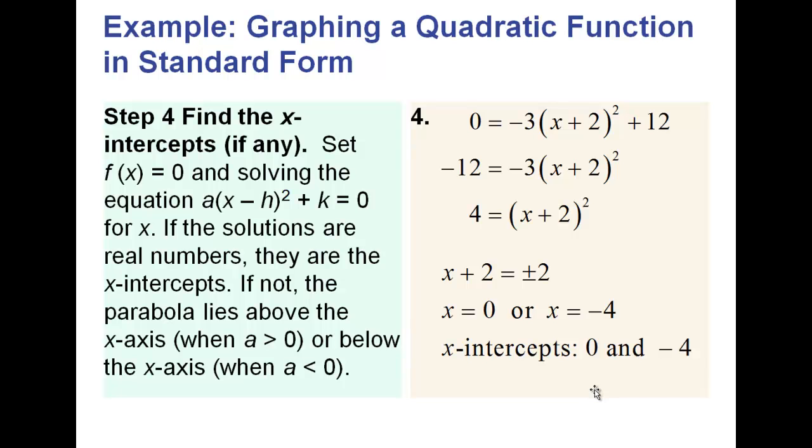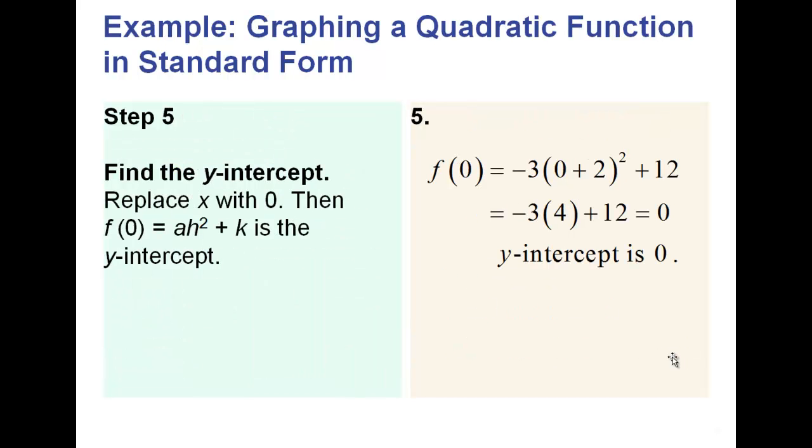Now we can find our x-intercepts by setting it equal to 0 and solving. As you work through it, set it equal to 0, solve for x, move the 12 over, divide by the -3, take the square root, so you know it's plus and minus 2. So you set x plus 2 equal to 2, and you get 0, and then x plus 2 equal to -2 gives you -4, so there are your two intercepts.